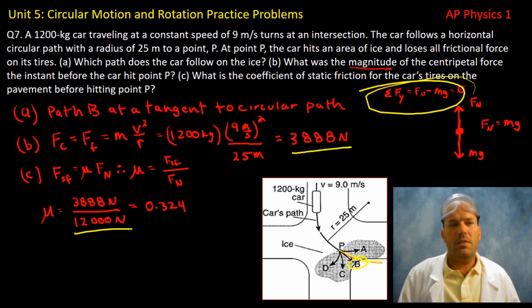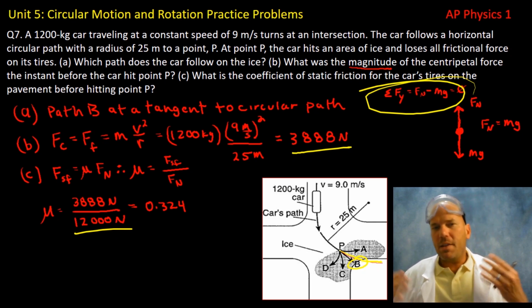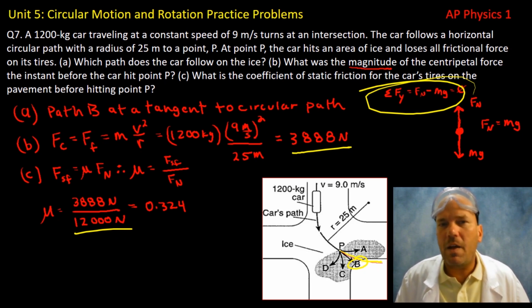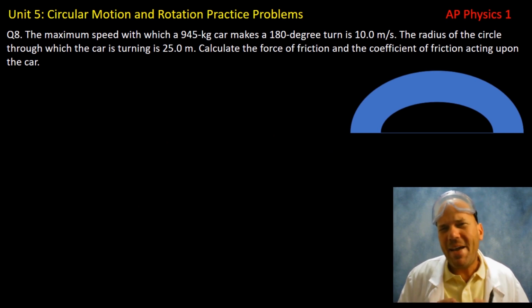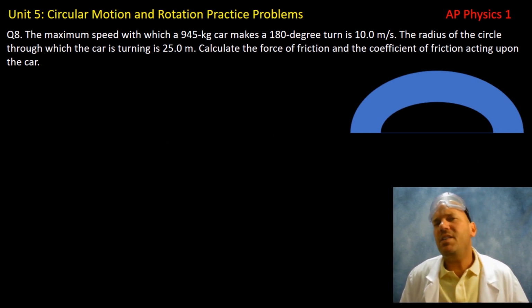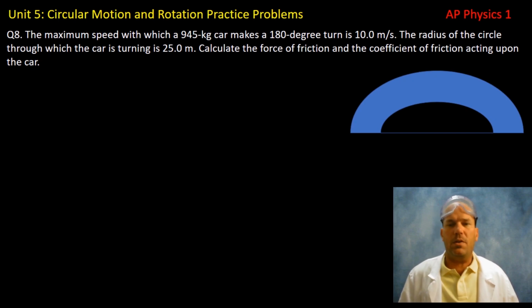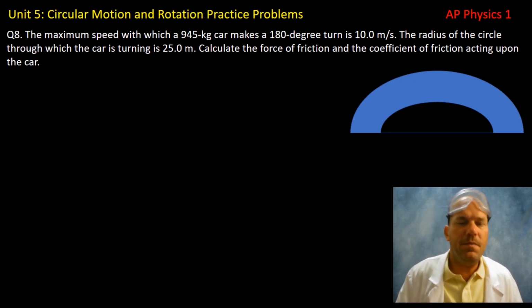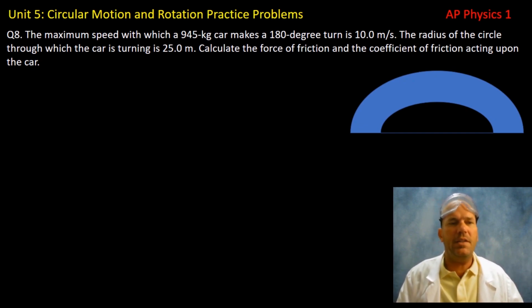So we take our 1,200 kilogram car and multiply that by the acceleration due to gravity, or 10 meters per second per second. And we get a mu value of 0.324. Question 8. The maximum speed with which a 945 kilogram car can make a 180-degree turn is 10 meters per second. The radius of the circle through which the car is turning is 25 meters. Calculate the force of friction and the coefficient of friction acting upon the car.